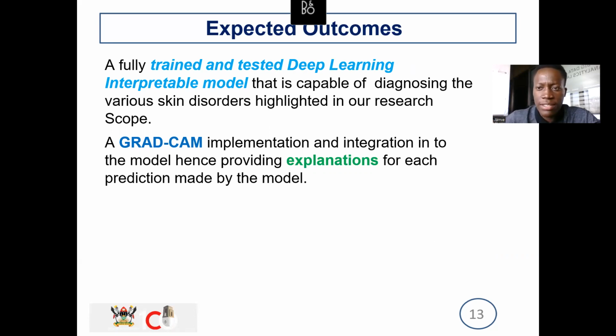If a model says that this is acne, then the model should be able to explain why it predicted acne. It should be able to give us the pixels that were important for its prediction of saying that that given diagnosis was acne. And basically, we also want to make sure that we implement GradCam for this model in Python probably, so that we can make this happen. Those should be our expected outcomes.